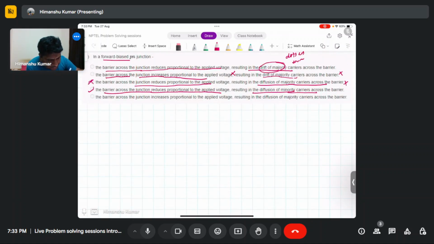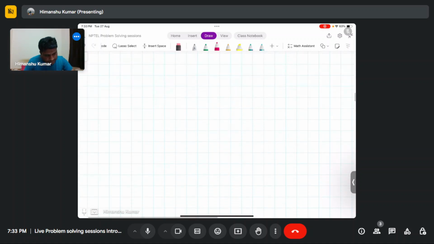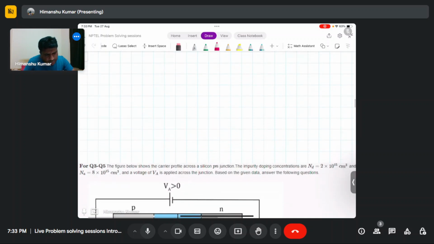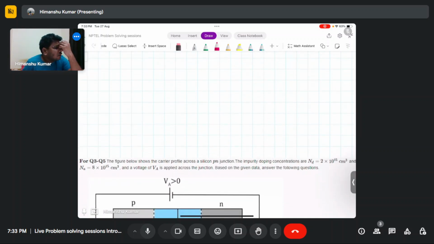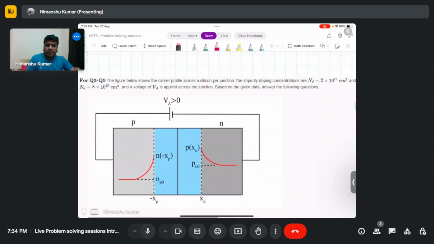The barrier across the junction increases proportional to the applied bias, and this is wrong actually. The resulting diffusion of majority carriers across the barrier, this is also wrong. So the correct answer is D. Okay, let's move to the next problem.